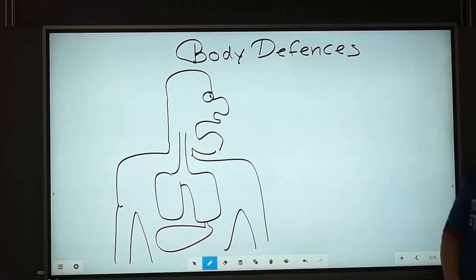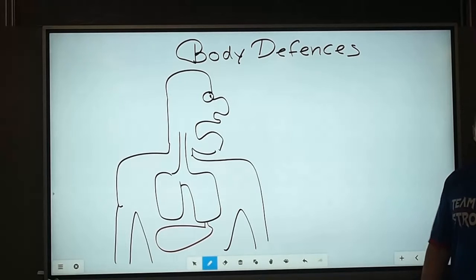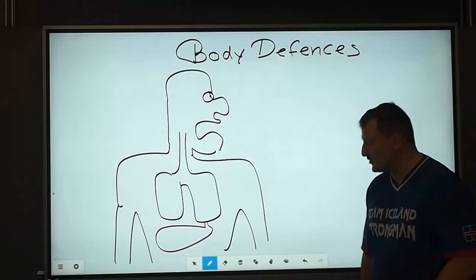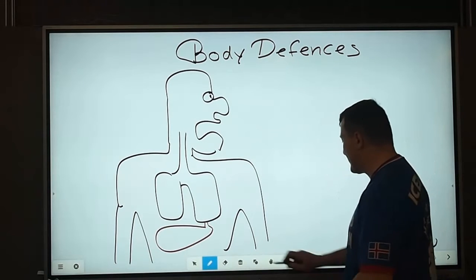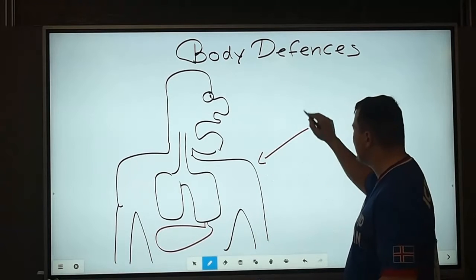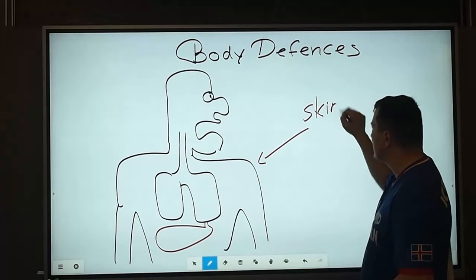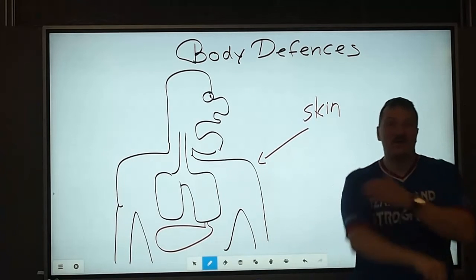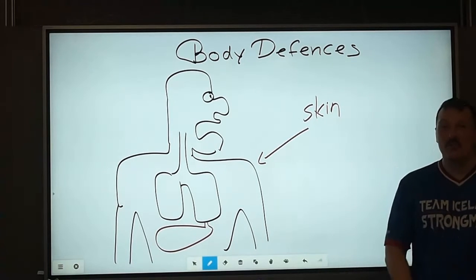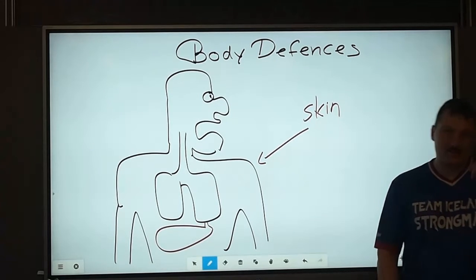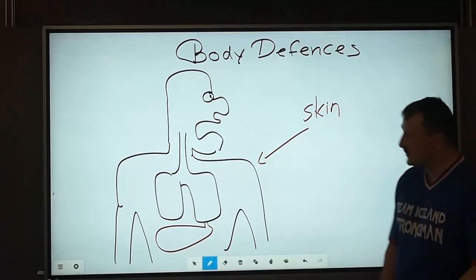So how does our body defend itself? Well, we have the immune system, but that's another topic. First of all, we have our natural barriers to defend ourselves. And the first and most important one is our skin. That's the reason why if you get a wound somewhere on your skin, you want to disinfect it and wash it with soap. Because our skin is the first line of defense against bacteria, virus, and so on.